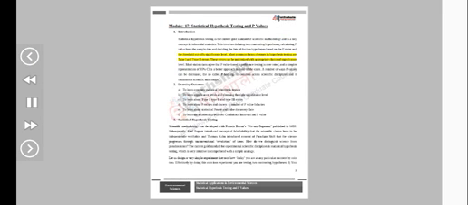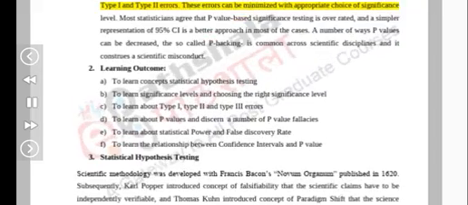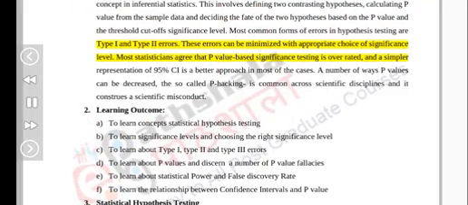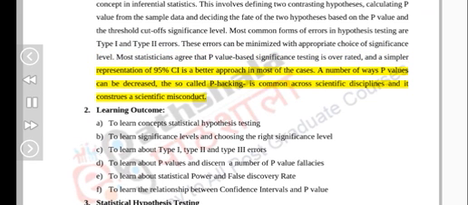The most common forms of errors in hypothesis testing are type 1 and type 2 errors. These errors can be minimized with an appropriate choice of significance level. Most statisticians agree that p-value-based significance testing is overrated, and a simpler representation of the 95% CI is a better approach in most cases. There are a number of ways p-values can be decreased. So-called p-hacking is common across scientific disciplines and constitutes scientific misconduct.